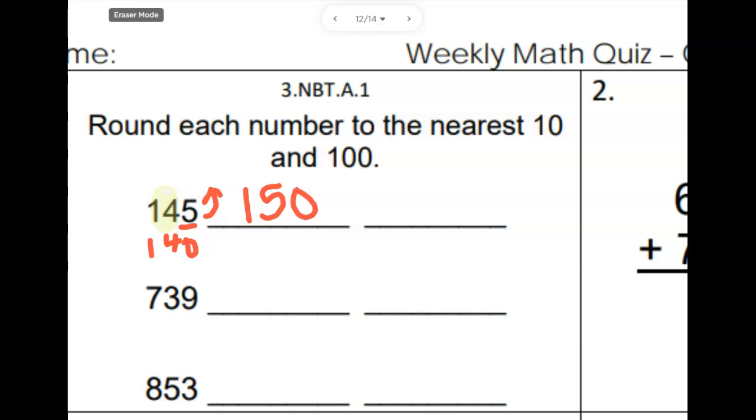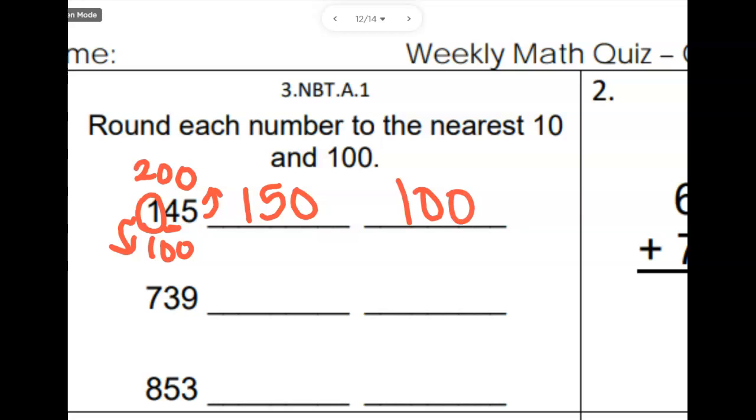I'm going to erase these so then I can do the nearest hundreds place. I'm going to circle it this time. So I find the place and look next door. So it's either going to stay at 100 or it's going to get a shove to 200. Then I can look next door. That's a 4. So I'm going to let it go. It would stay at 100 if I rounded it to the nearest hundreds place.